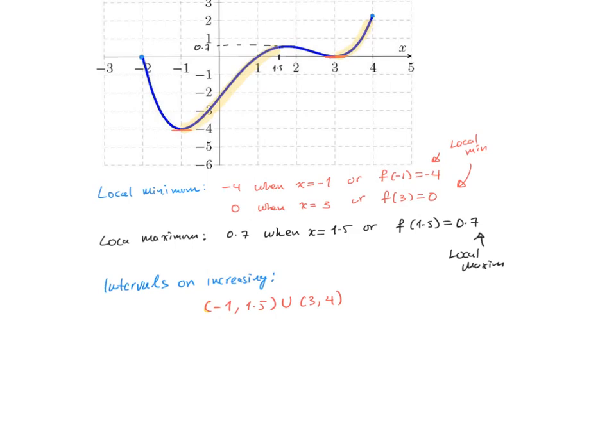Okay, well, let's do the decreasing too. So the interval or intervals of decreasing, you will go from -2 to -1, or 1.5 to 3, which will be this part, this, and this. And that's it.